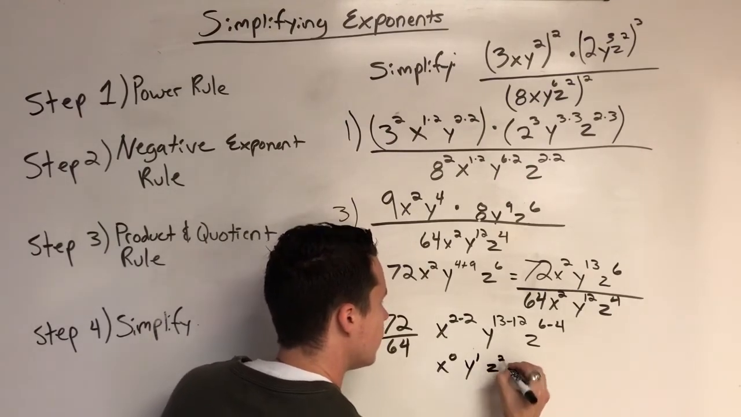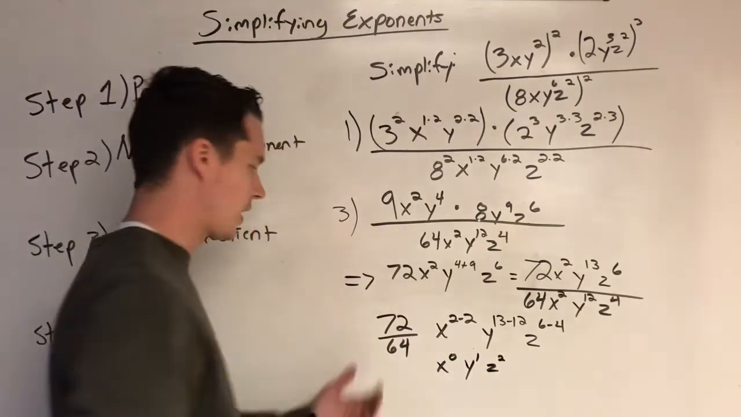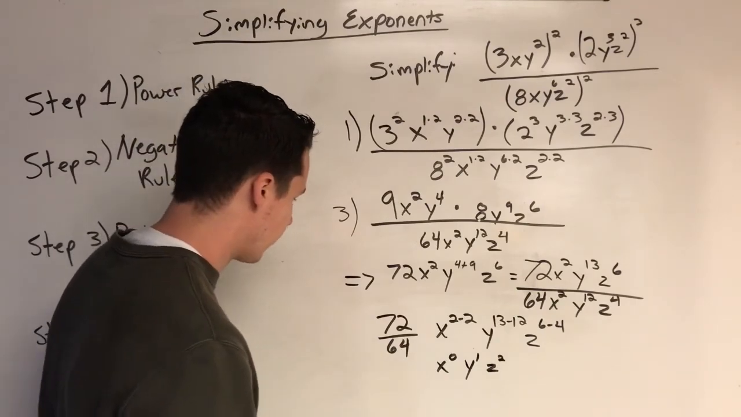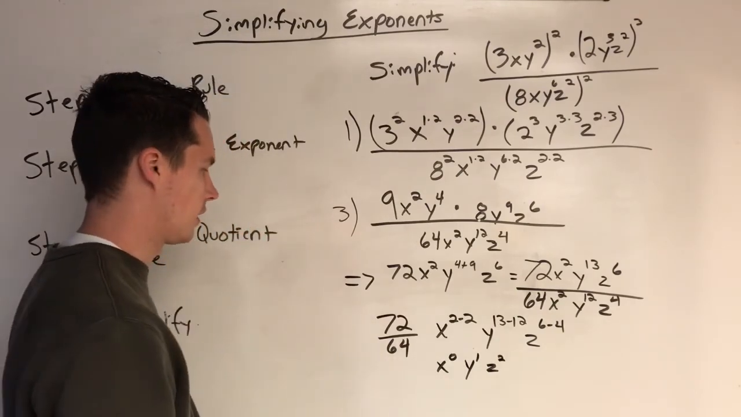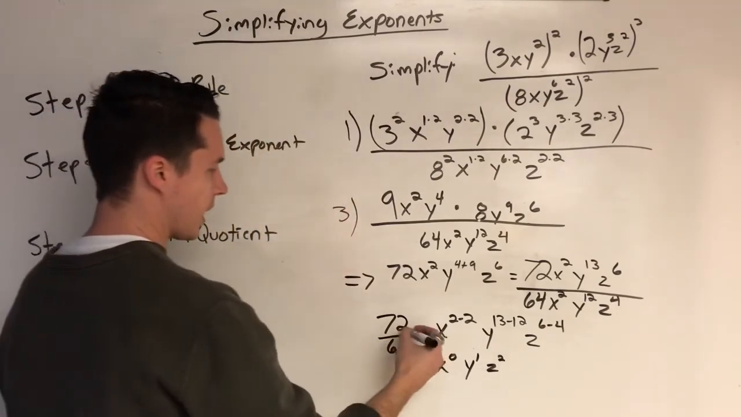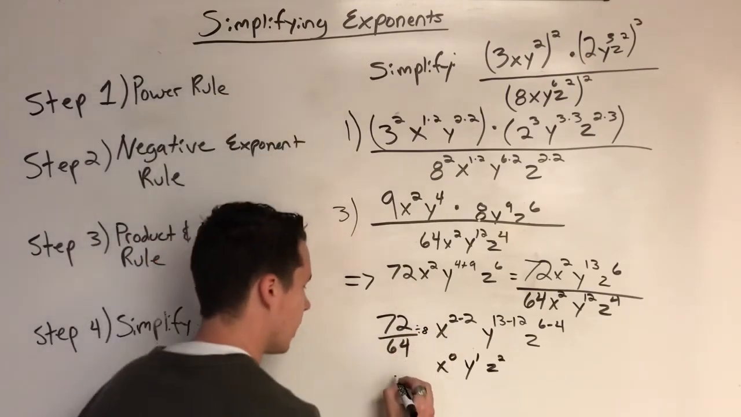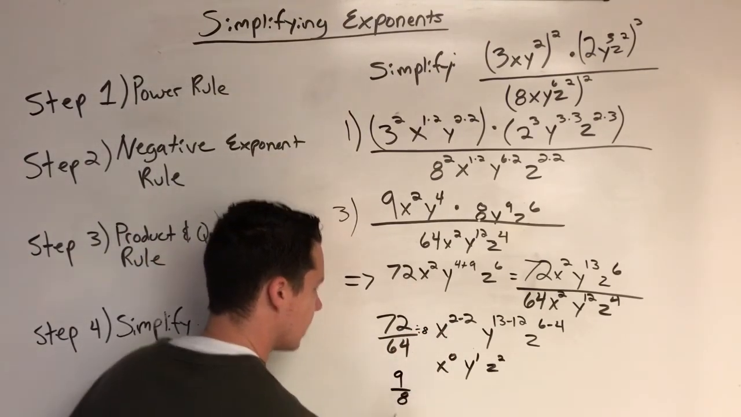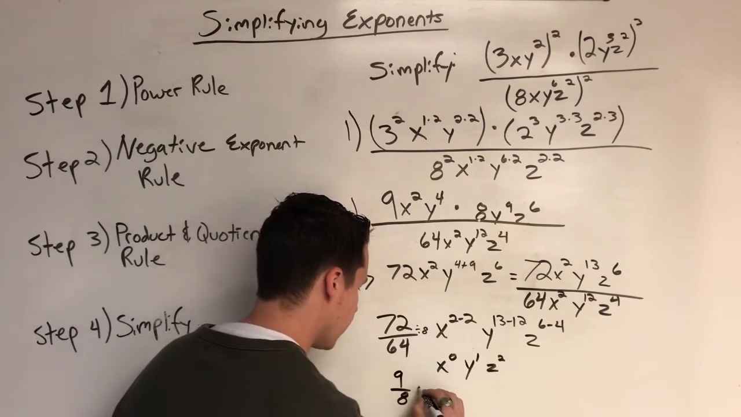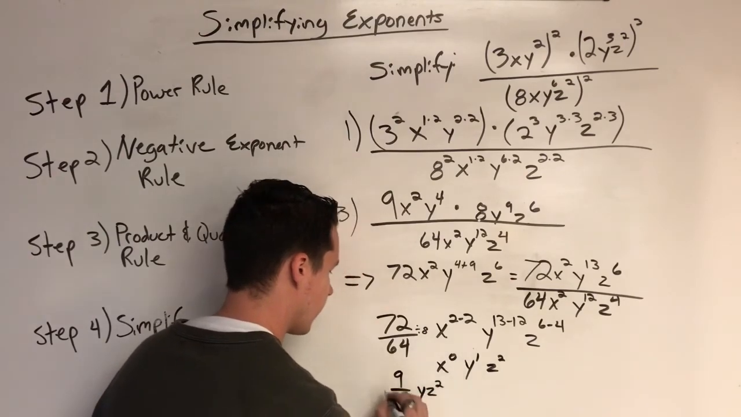Z to the 2. And 72 over 64, well, greatest common factor for these guys. Let's see here. I think we can only reduce this down to 9 over 8. Yeah. So if you divide both of these by 8, 72 divided by 8, so we'll just do 8. This becomes 9 over 8. X to the 0 was just 1, so we're just going to leave that like it's not even there. So y to the 1, z squared.